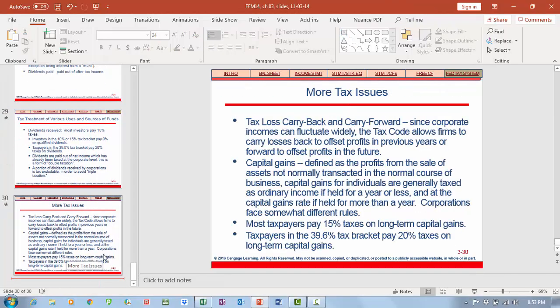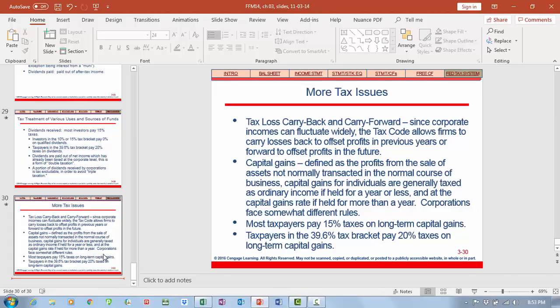More tax issues: tax loss carry back and carry forward. Like we had the example today where we had negative net income and that allowed us to get cash back. So tax loss carry backs and carry forwards matter because corporate income can fluctuate widely. The tax code allows firms to carry losses back to offset profits in previous years, or forward to offset profits in the future. Capital gains are defined as the profits from the sale of assets not normally transacted in the normal course of business.